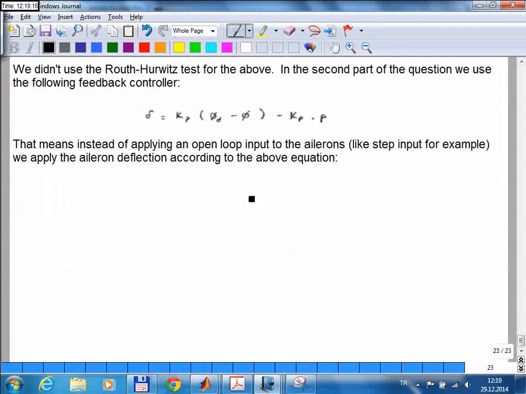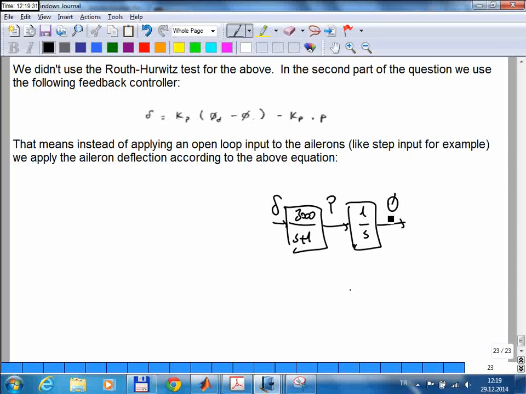So let me just draw the block diagram again. So I have delta, and then I have this transfer function. The output of that is P, and then there's another block with transfer function 1 over s, and the result of that is the roll angle. And this delta is calculated according to that equation. So that means there is this term minus this term. Okay, so let me just put a summation junction here. So the second term is subtracted.